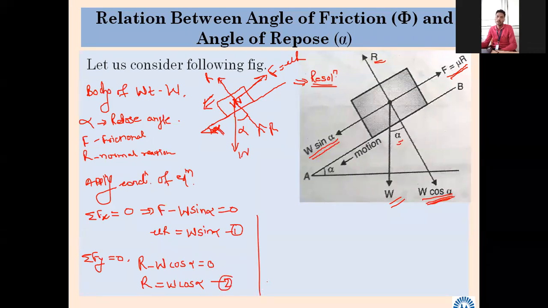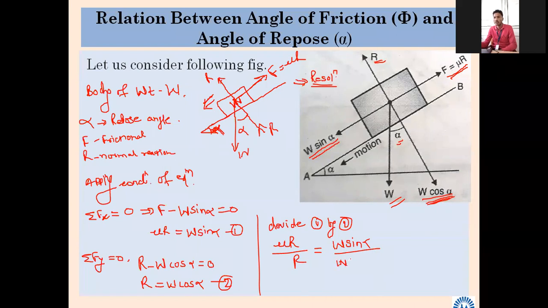Let us see what will happen from equations 1 and 2. Shall we divide 1 by 2? Let us see what will happen. Dividing 1 by 2, mu R divided by R is equal to W sin alpha divided by W cos alpha, that is tan alpha. So R will get cancelled, and W also cancels.